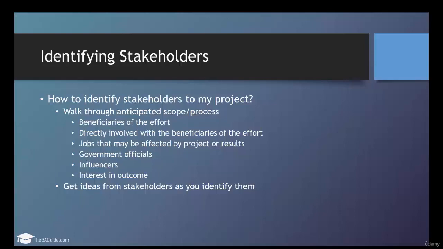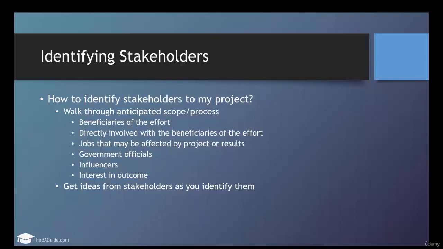Second one is, who's directly involved with the people that are going to benefit? So maybe they're managers or other people that are directly engaged with people that are going to benefit. The third way is jobs that could be affected by that project or results. So they may not be beneficiaries of the project, but that project may change a process or how they work with things or how they work with people or where they go to work. And so you need to make sure that you have them included as stakeholders as well.